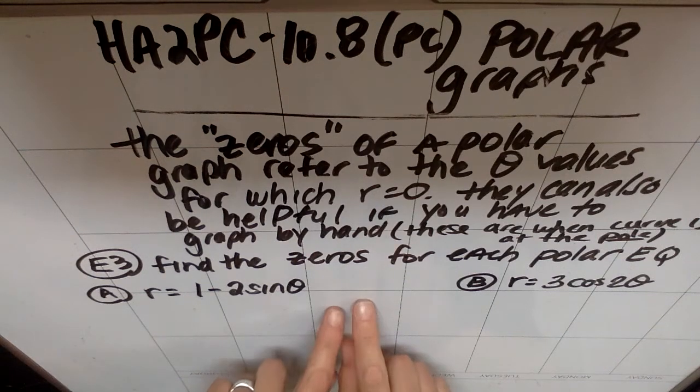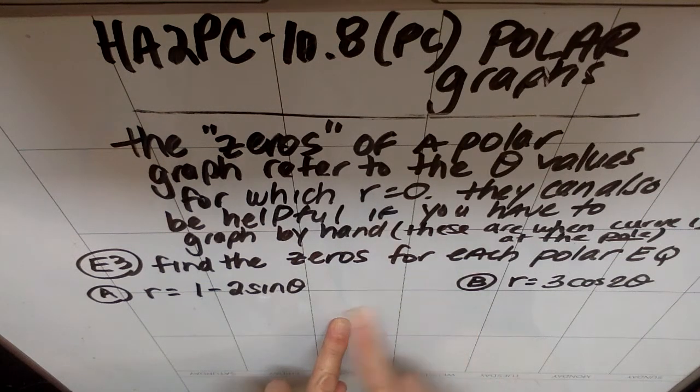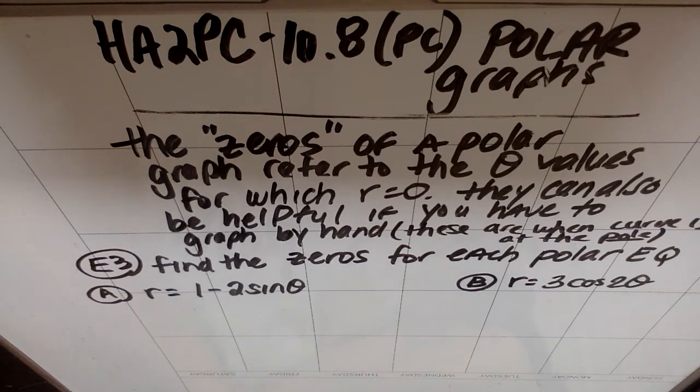A lot of polar curves loop out, do a thing, and then loop back to the pole, and loop out, do a thing, and loop back to the pole. And we've seen that in all the polar graphs that we've done so far. So let's go ahead and find some zeros for each of these polar equations, right?